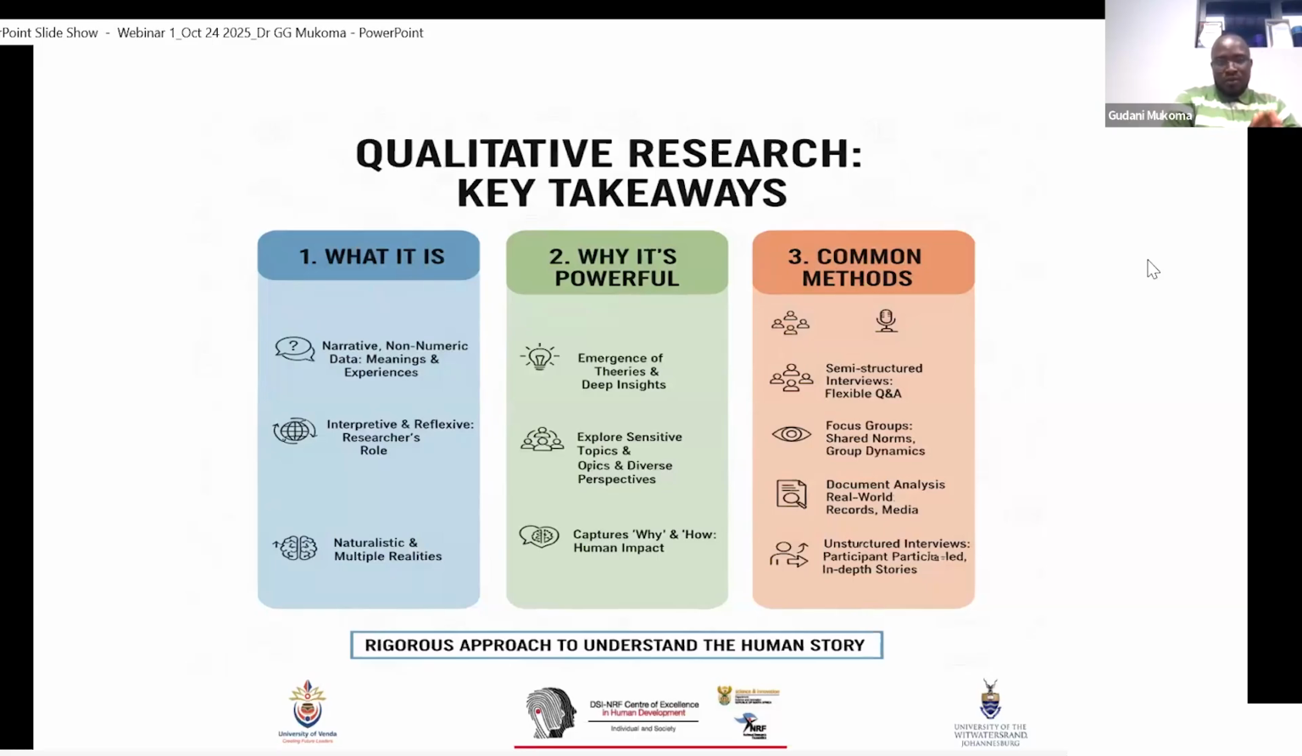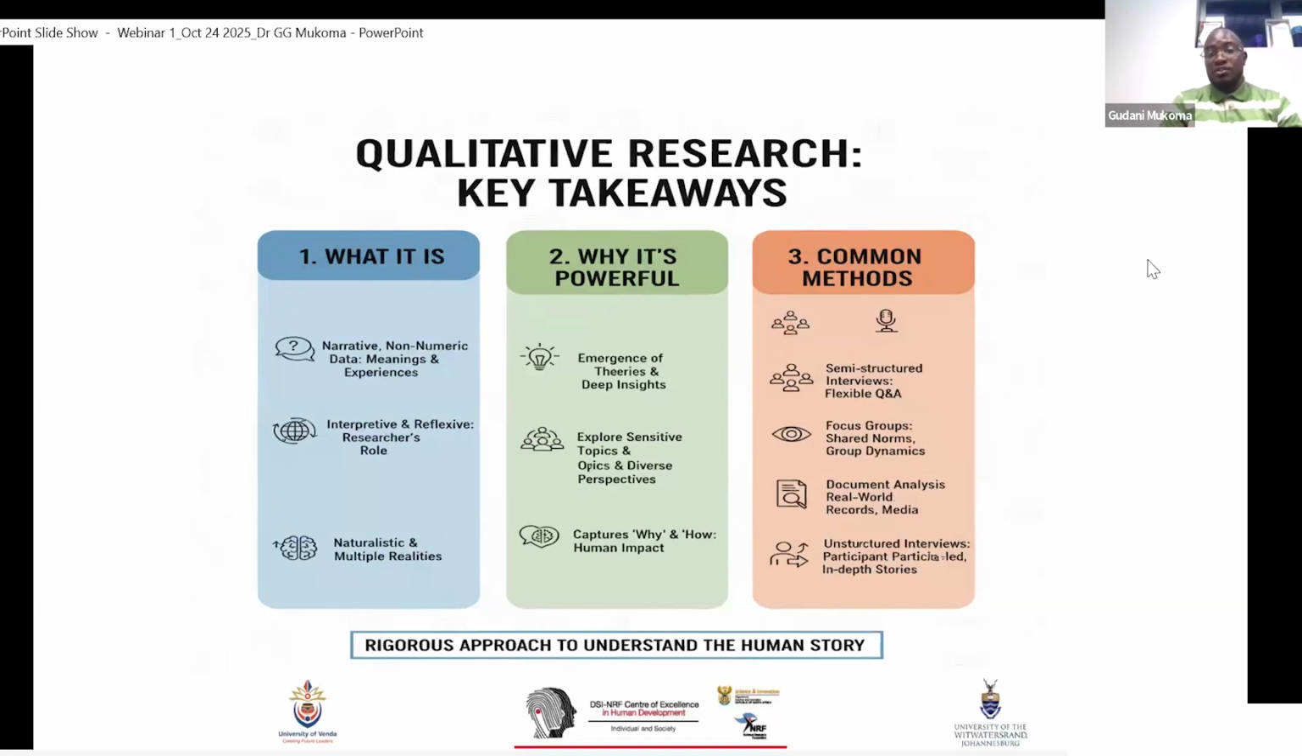And why is it powerful? We are able to talk about the emergence of theories, and we are able to capture deep insights directly from the participants. We are able to explore very sensitive topics and capture diverse perspectives within communities, organizations, or different settings. And like I've mentioned, the why and how of human impact is very integral, and this type of qualitative research enables that.